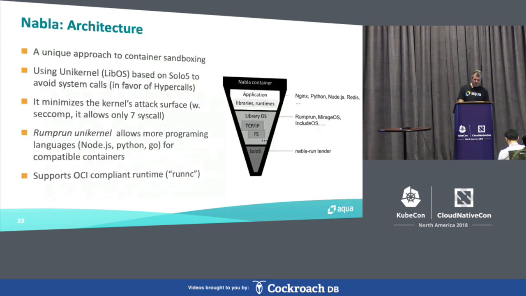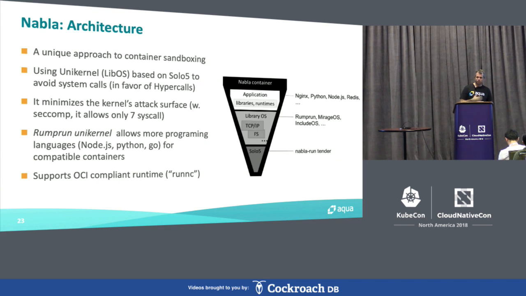And this brings us to the other architecture, which is Nabla. Nabla took a completely unique approach to container sandboxing, using unikernels based on Solo5, and also something called rump kernels. I never had experience working with it, but it allows using higher level programming languages like Node, Python, and Go, which is a very nice way to completely minimize the attack surface. Using seccomp, they allow only 7 system calls to reach the kernel. And just like the others, they support an OCI compliant runtime.